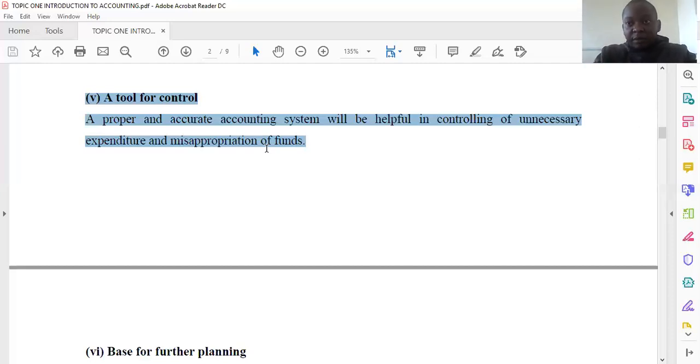If they are not on the right path, they do some corrective activity to help them revert to the path of, say, profitability. So accounting will facilitate control in an organization, because if an organization is making losses, then we need to know where the losses are coming from, and the financial statements can show that. It can show that our expenses were too much, so we need to control our expenses. So a proper and accurate accounting system will be helpful in controlling unnecessary expenditure and misappropriation of funds, so as to help the organization still achieve its objective of making profit. So accounting serves that role very well. That is the role of a tool for control.